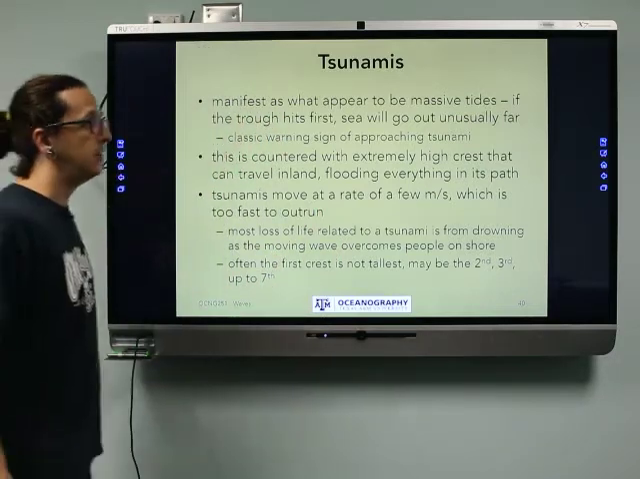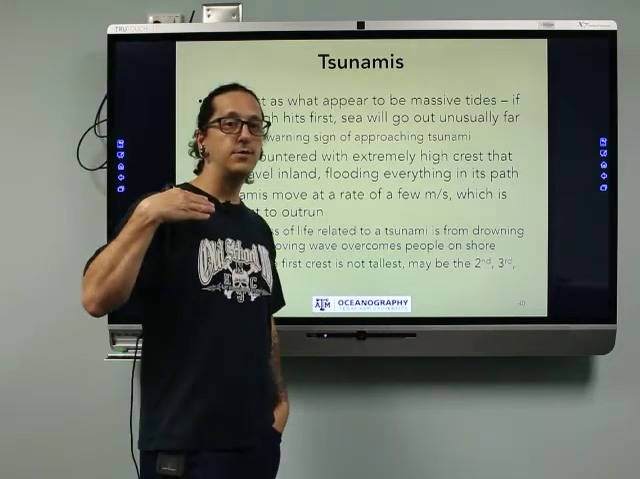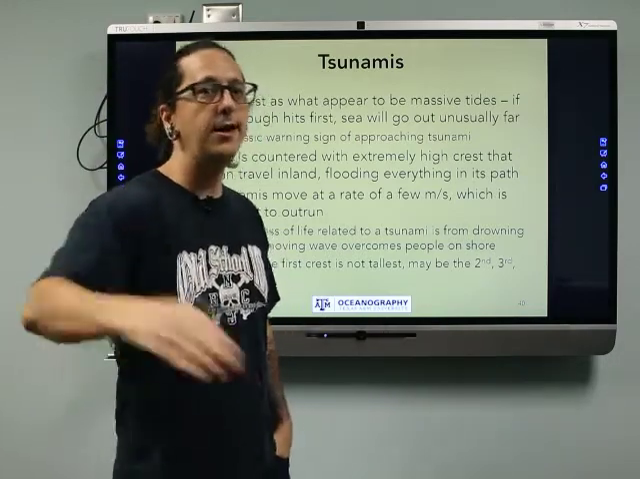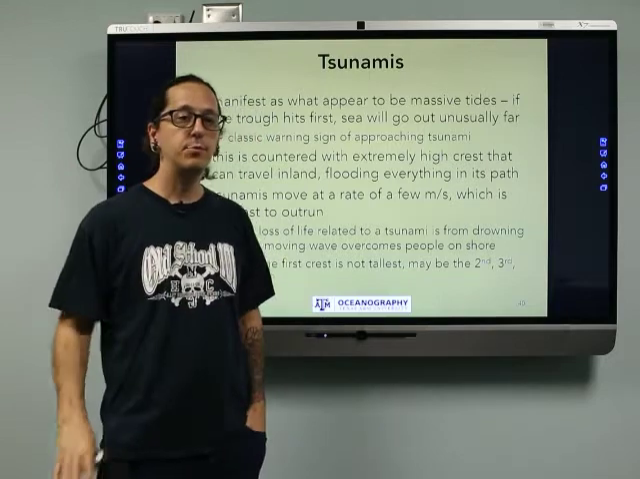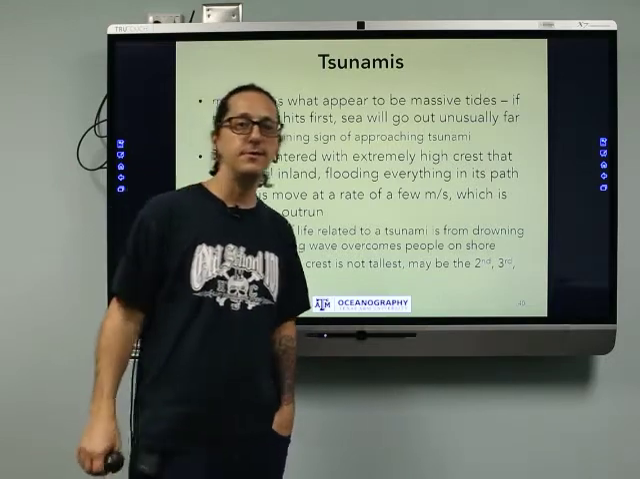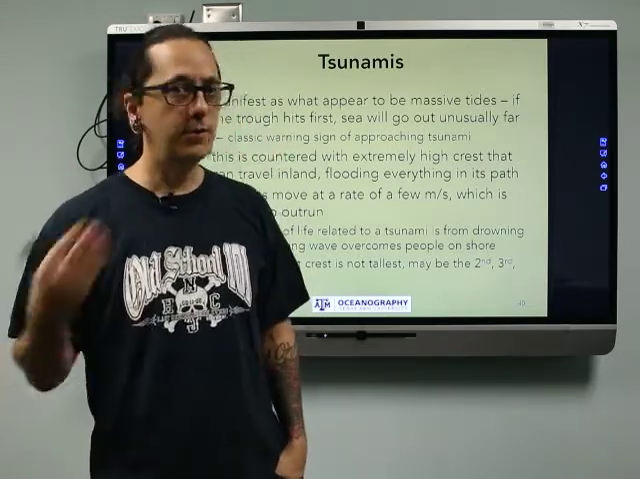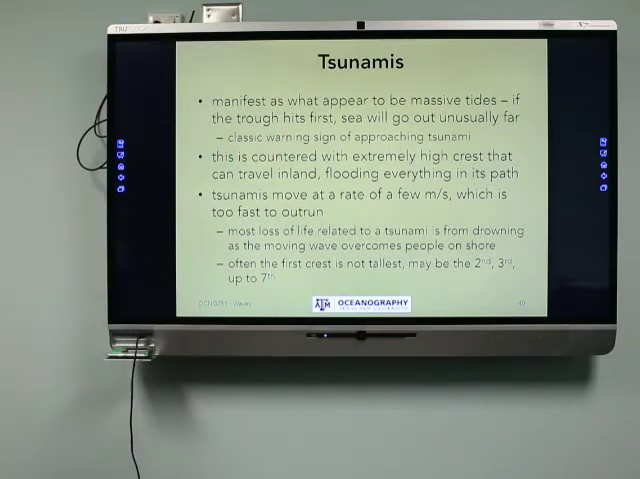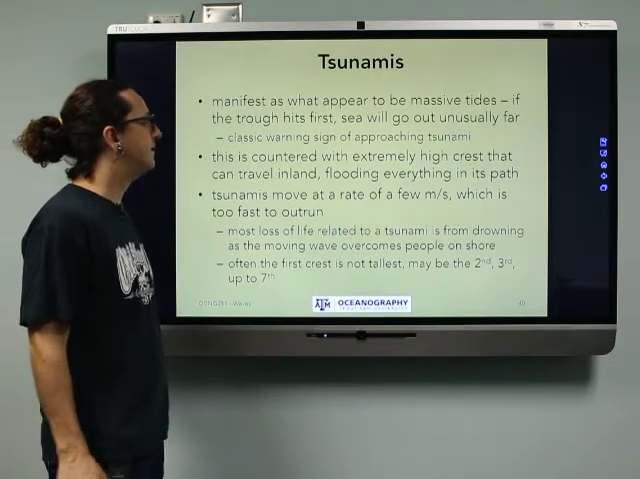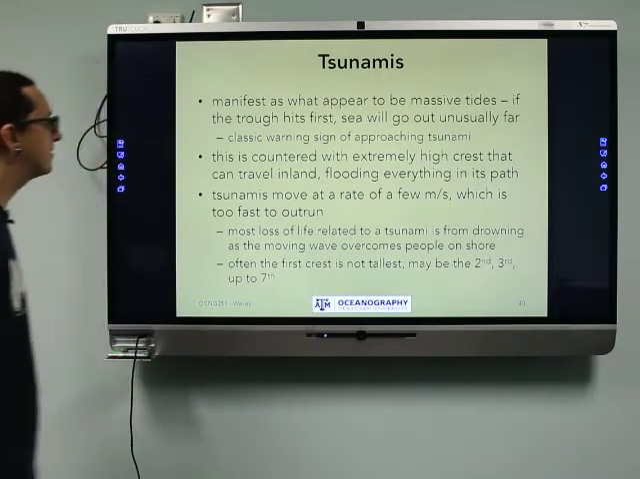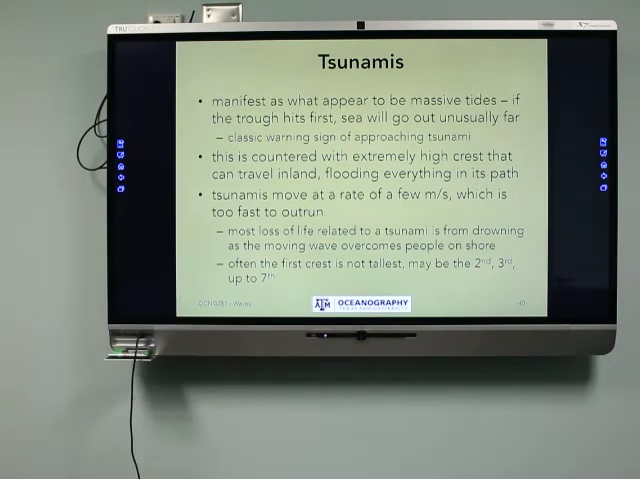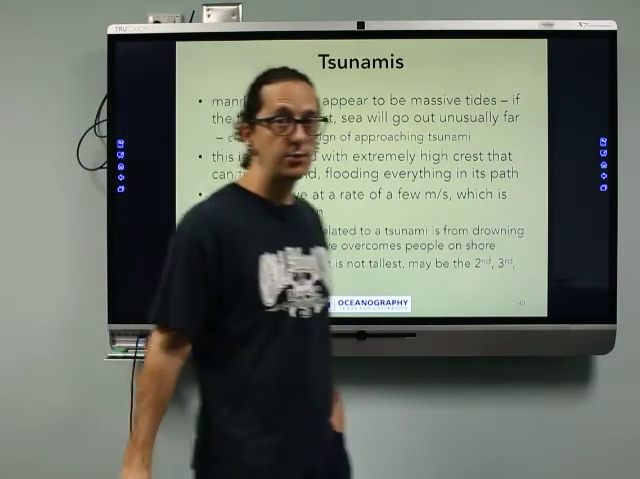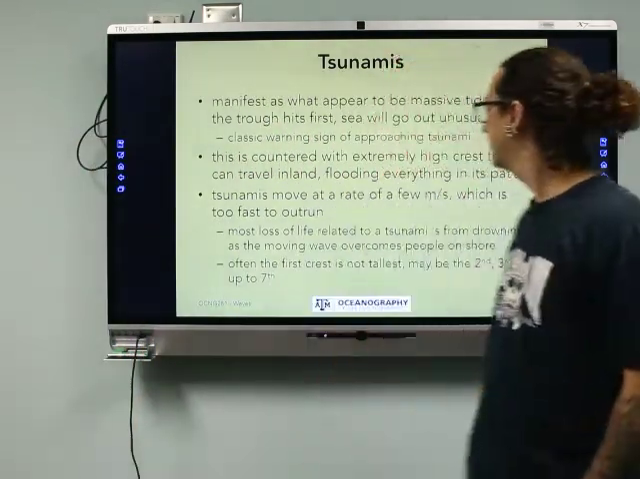And you can usually see that the first thing you see is all of a sudden the tide goes out really far. Sometimes to the point where you could see fish jumping around on the seafloor. If you don't know what that is, it's a very curious event. And then what happens right after that is that trough is countered with an extremely high crest that can travel inland. And if it does so, it's going to flood everything in its path.